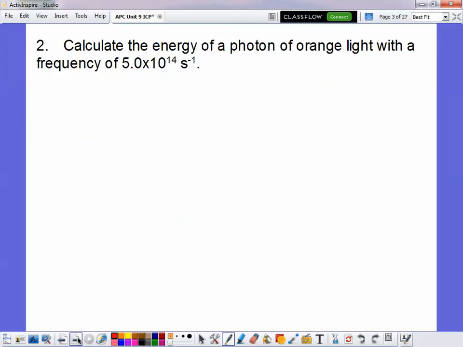All right. The next one is we are calculating the energy of a photon of orange light with a frequency of that. Now, a photon. A photon is a particle of light. You're going to read about this in your reading tonight. Hey, that rhymed.